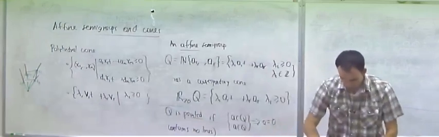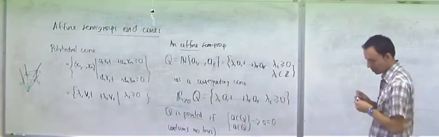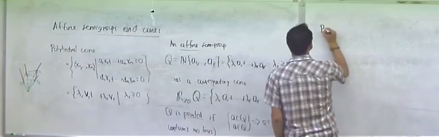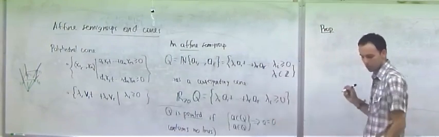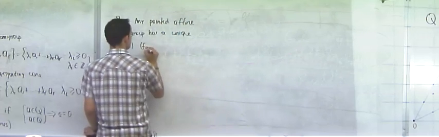And so I want to prove a couple of things about this. So here's the first thing that I'd like to say. Any pointed affine semigroup has a unique minimal generating set, a unique minimal generating, finite by the way, generating set.